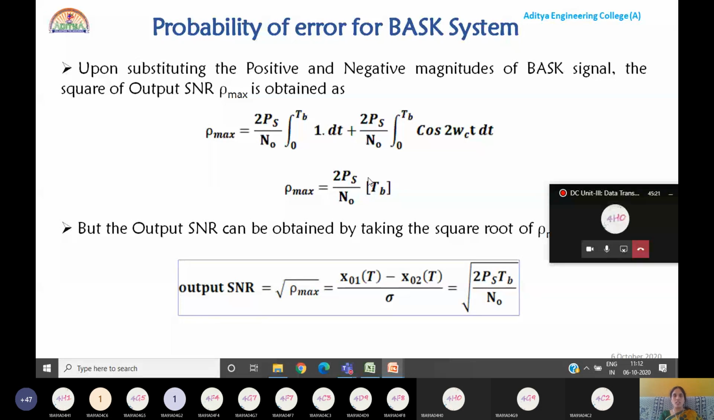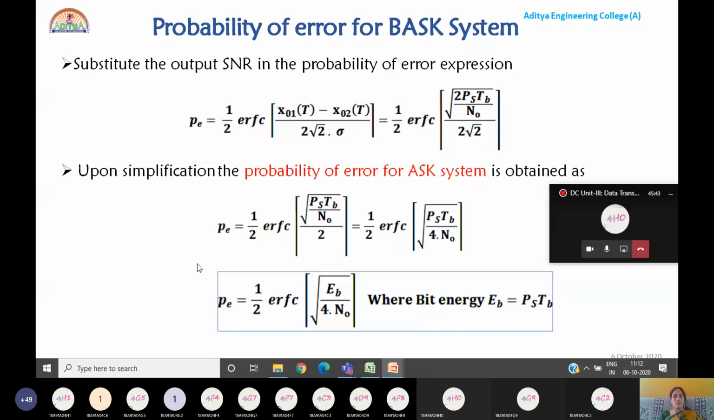Okay, square of output SNR is 2Eb by n naught, because 2Ps into Tb divided by n naught is nothing but 2Eb by n naught. So can you compare this with the general baseband signal receiver? In the case of baseband signal receiver, we got the rho max, that is output SNR, as 2Eb by n naught only. But here the probability of error will increase because its SNR is reduced by a factor of 4.